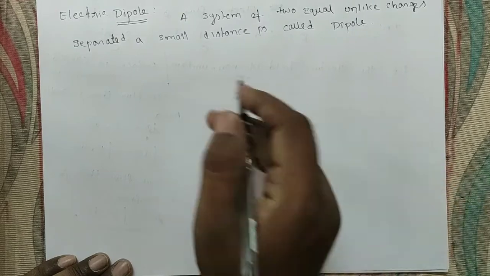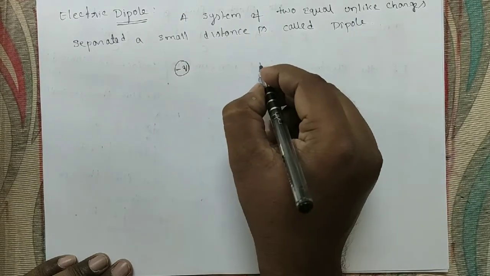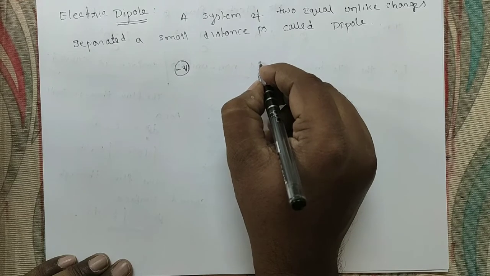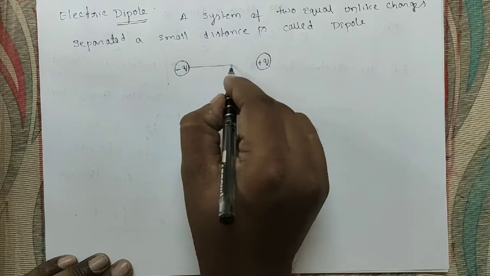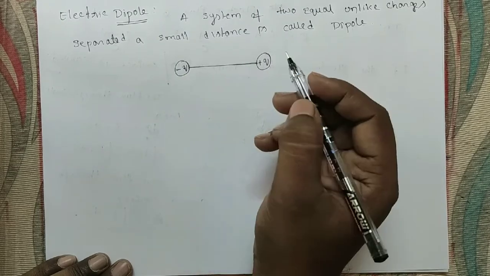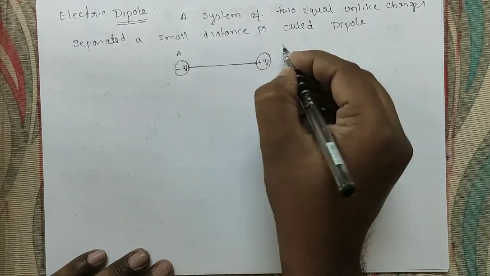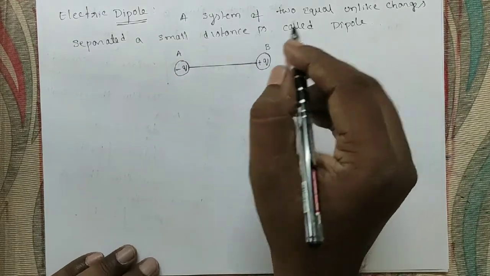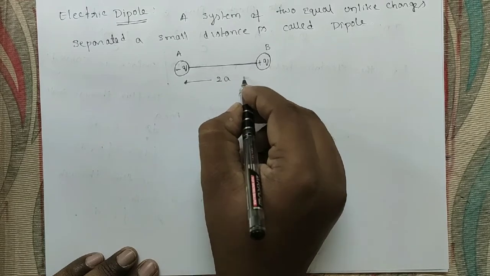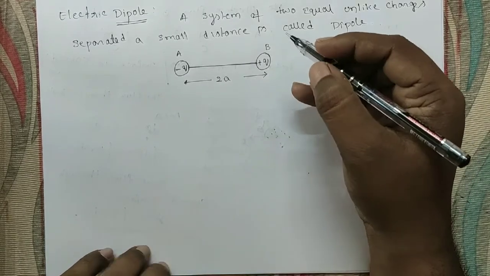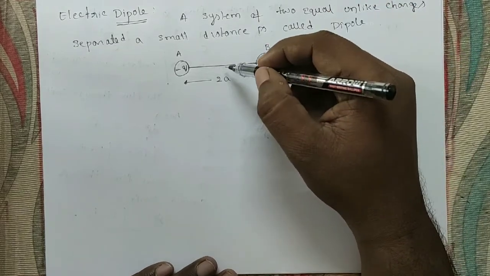Suppose this is a charge minus q and this is the charge plus q, and these two charges are separated by certain distance, we can call it a dipole. So usually if you take this as A and this as B, the separation between them we take as 2A. You may have raised a doubt: why did you take 2A here?